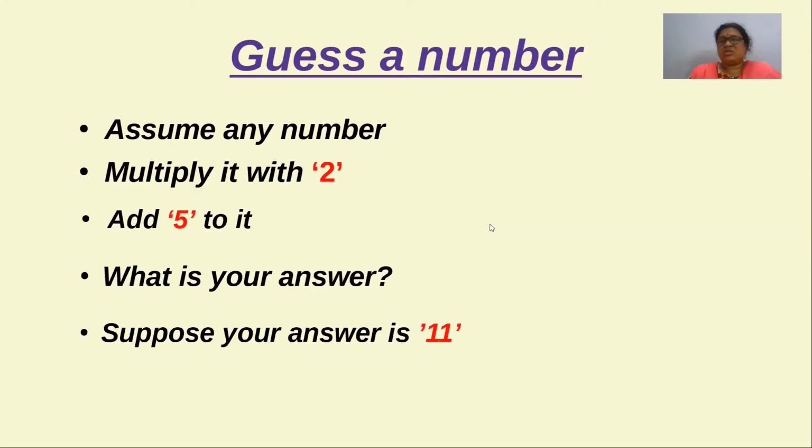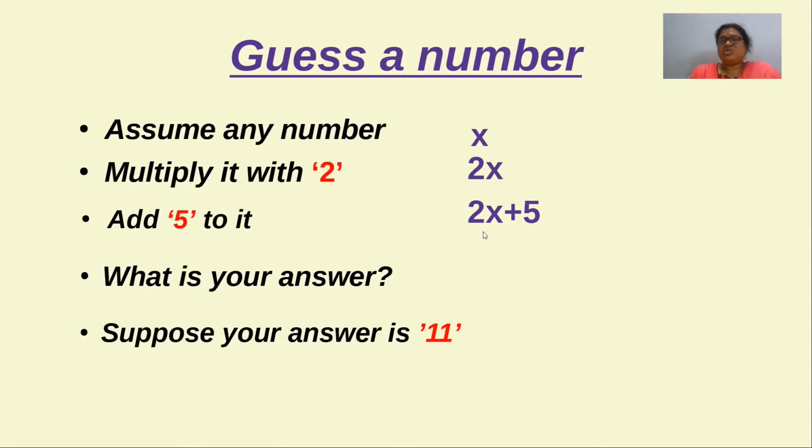Now suppose your answer is 11. I will tell what you have assumed. What is the number you have assumed? I'll show how to find it. See, suppose you have assumed a number, let it be x. Okay, what you are doing, the next step, you are multiplying the x with 2. So it will become 2x. And the third step is you are adding 5 to it.